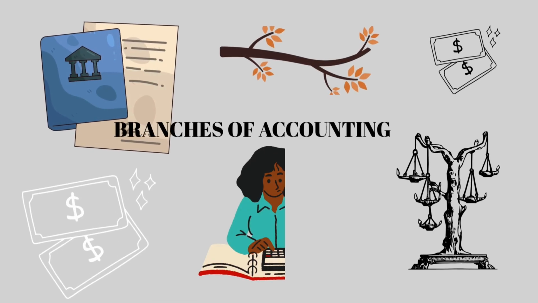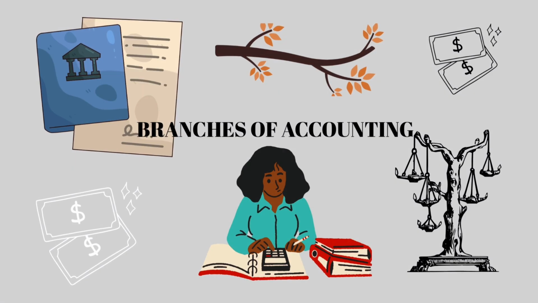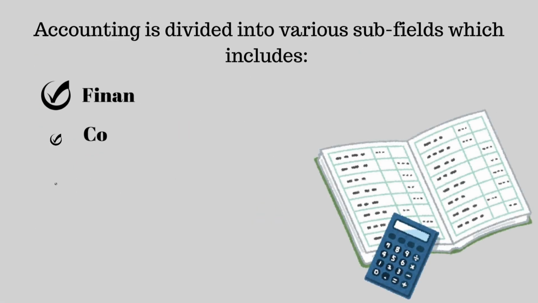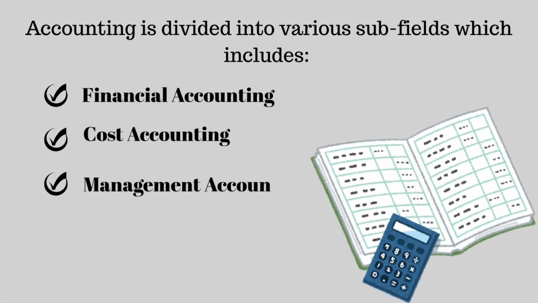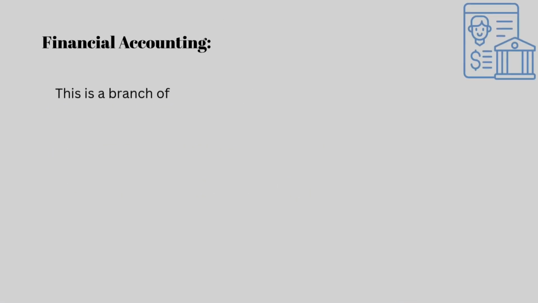Everyone, in today's lesson we'll be talking about the classifications of accounting. And when I talk about the classification of accounting, I'm referring to the subfield of accounting or its branches. So there are three major branches of accounting, and it includes: 1. Financial accounting, 2. Cost accounting, 3. Management accounting. And in this lesson, we'll be talking about these three major branches of accounting. So let's begin. 1. Financial accounting.